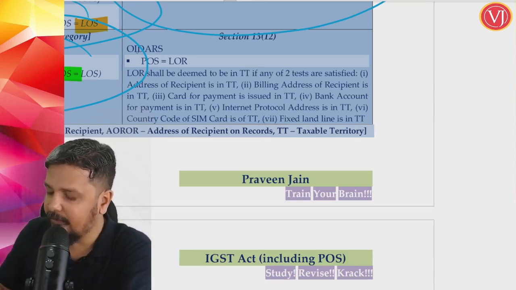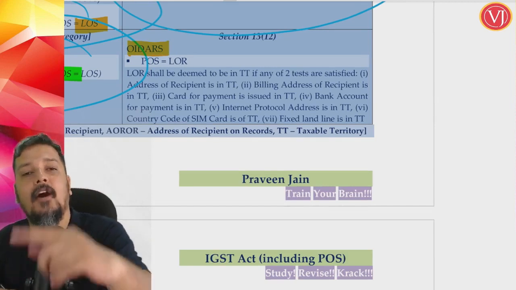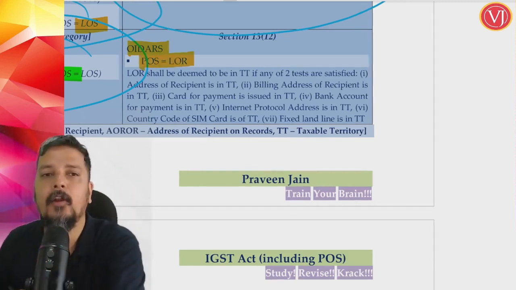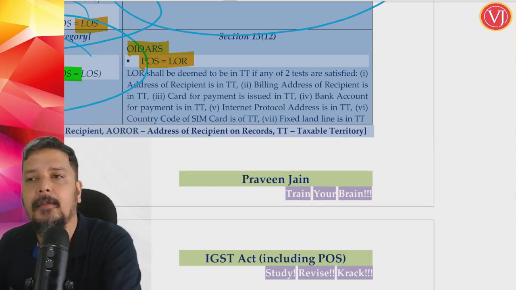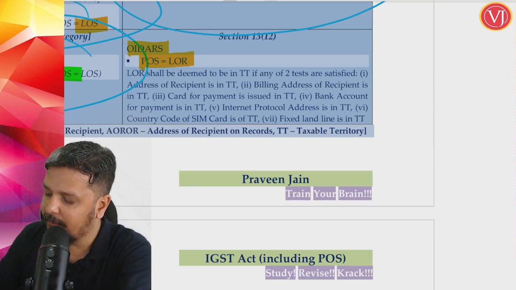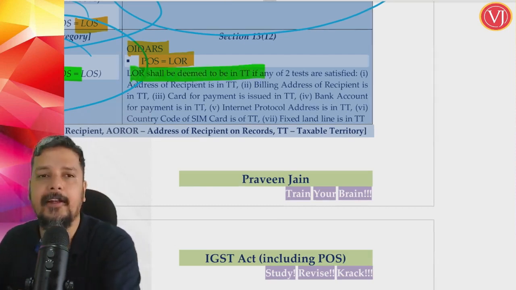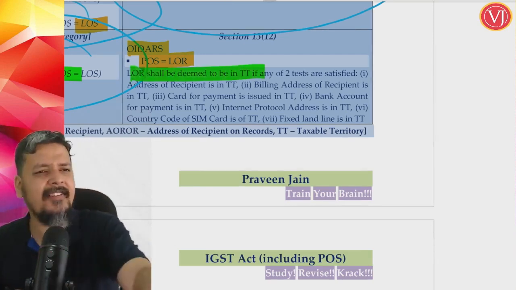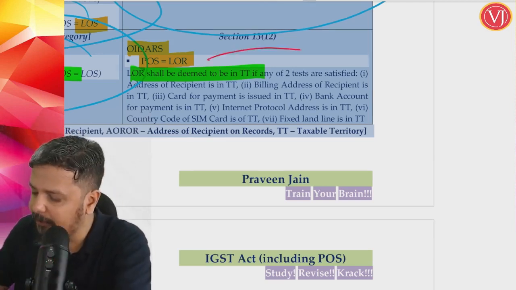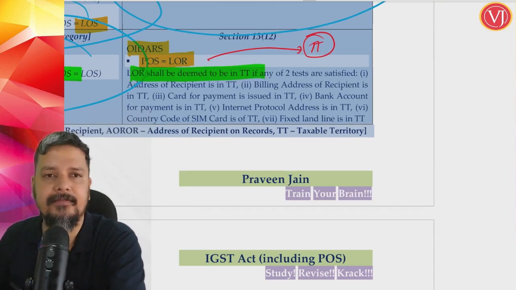It is discussed for a supplier of OIDRS outside India and recipient being in India. Place of supply will be location of recipient. Now, location of recipient shall be deemed to be in taxable territory. They first tell that place of supply is recipient. Then they tell that this location of recipient will be treated as in India.